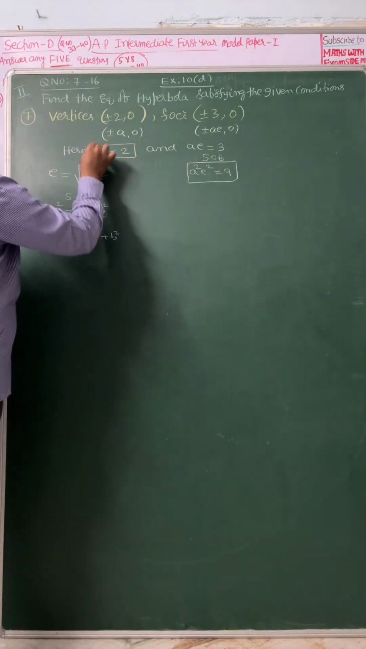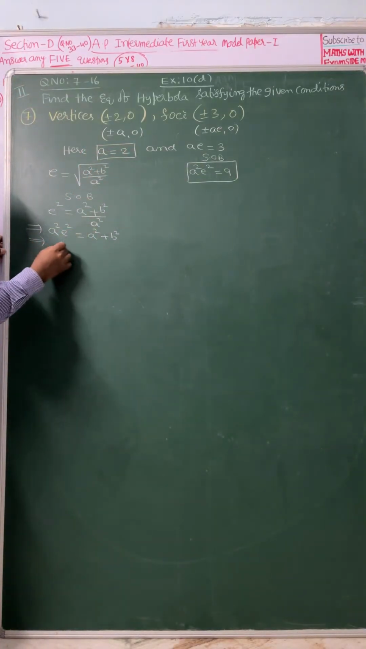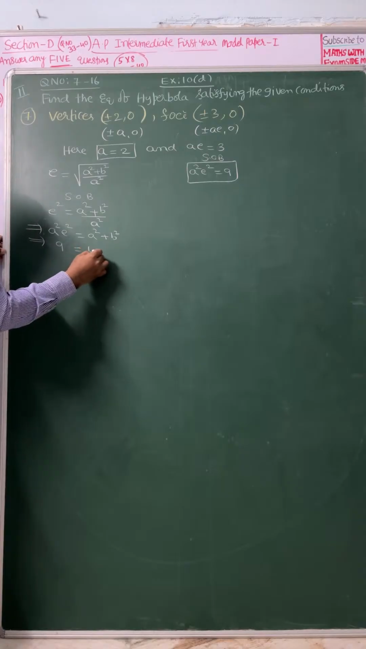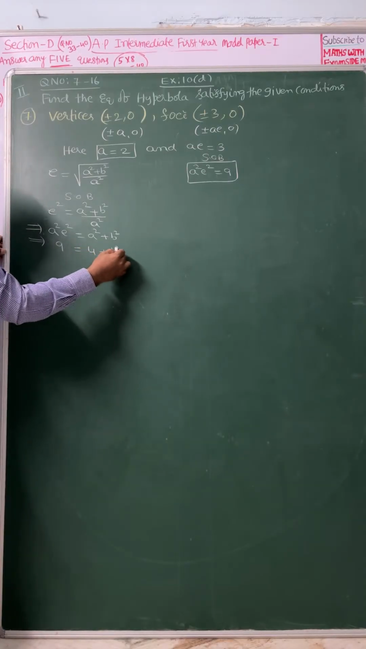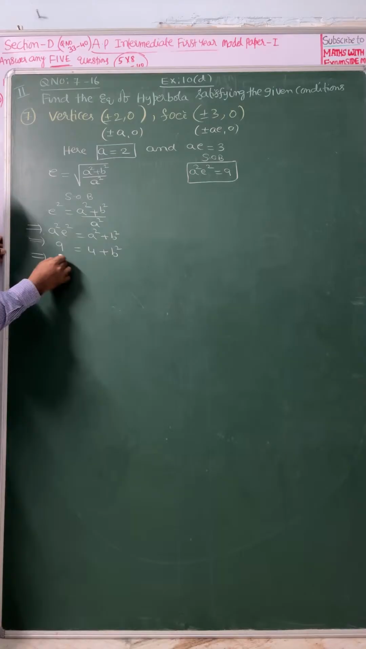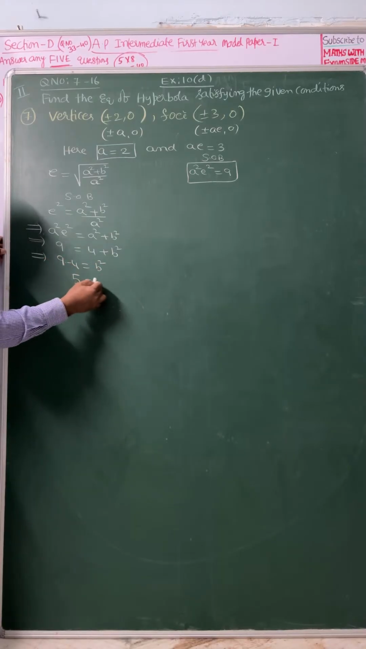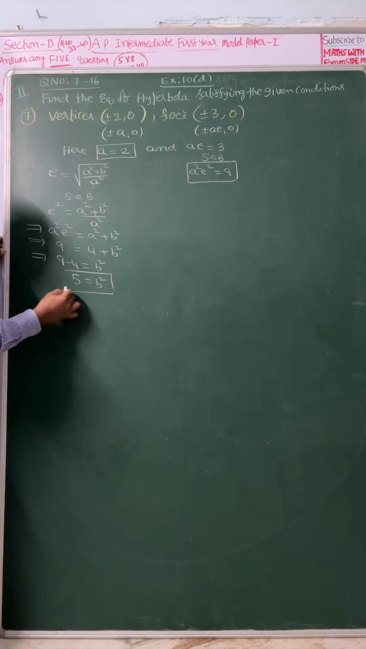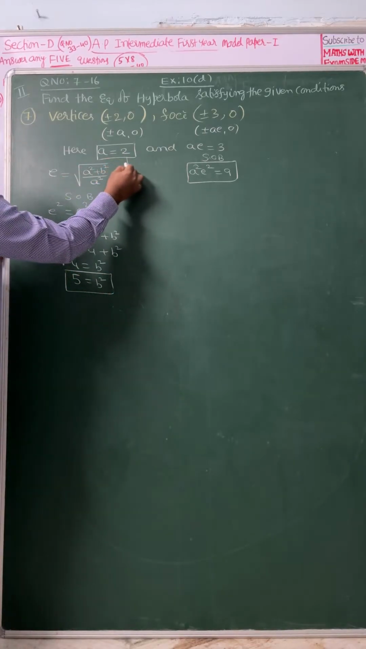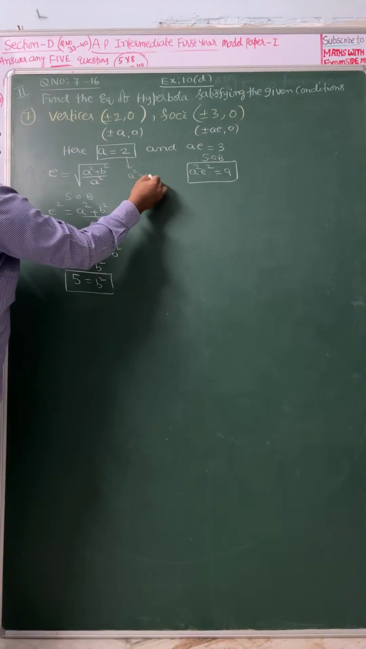Next, a is equal to 2, substitute in this. 9 is equal to a square, which means 4, plus b square. So 4 bring this side. 9 minus 4 is equal to b square. So 5 is equal to b square. So b square value we got. A equal to 2 means a square is equal to 4.